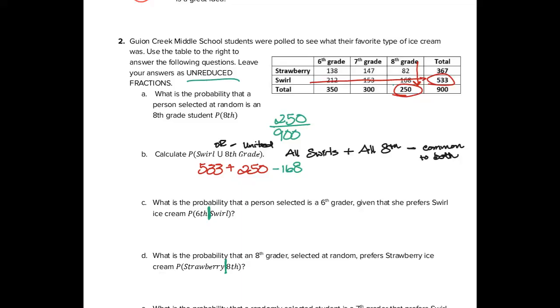And that is over, that's my numerator total, I should say. 615 all over 900 because it's not conditional. And 900 is this bottom right-hand number. Okay? Remember, anytime it says probability, numerator and a denominator.